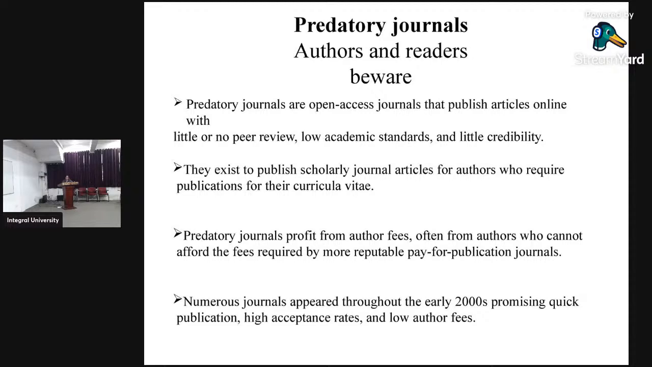Numerous journals appeared throughout the early 2000s promising quick publication, high acceptance rate, and low author fees. So any journal which has a very high acceptance rate should be a red flag for you, right? For example, you do not know whether a journal is predatory or not. This is a red flag. Any publication house which has a high acceptance rate should be considered predatory.